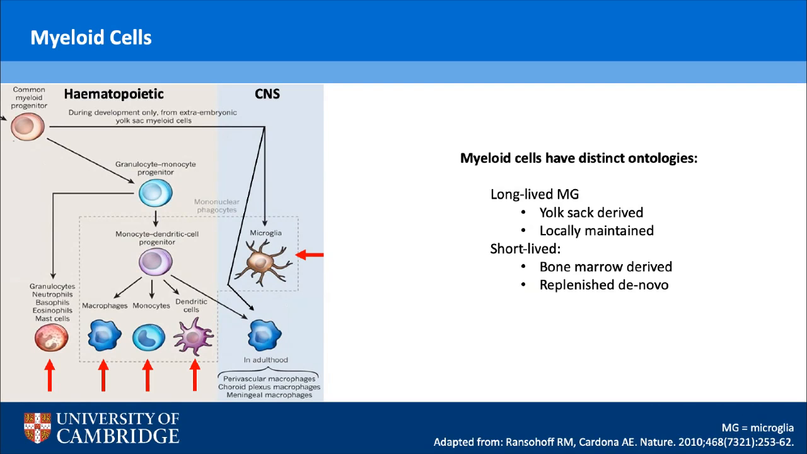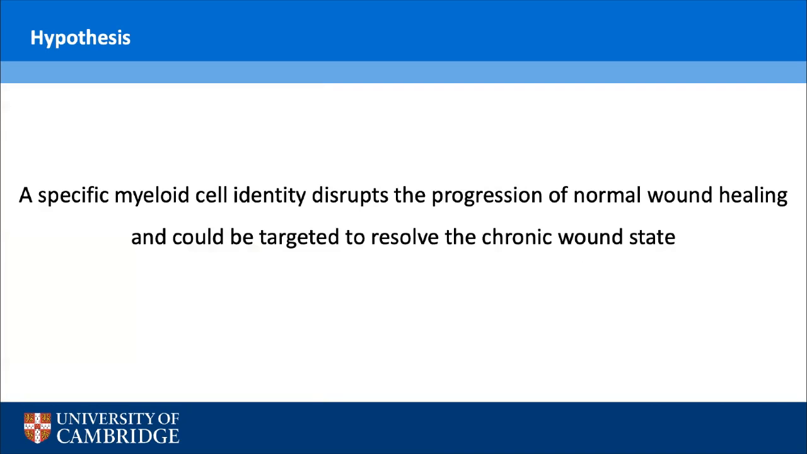It is clear that both types of myeloid cells, both these infiltrating macrophages and the microglia, drive inflammation after spinal cord injury, but the transcriptional pathways behind these responses are not yet understood. So this brings me to our hypothesis, which is that a specific myeloid cell identity disrupts the progression of normal wound healing and could be targeted to resolve the chronic wound state.